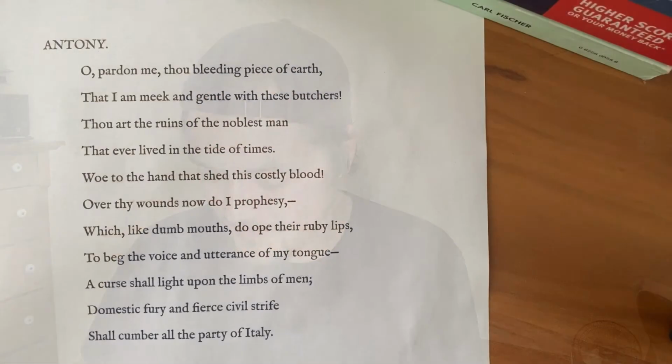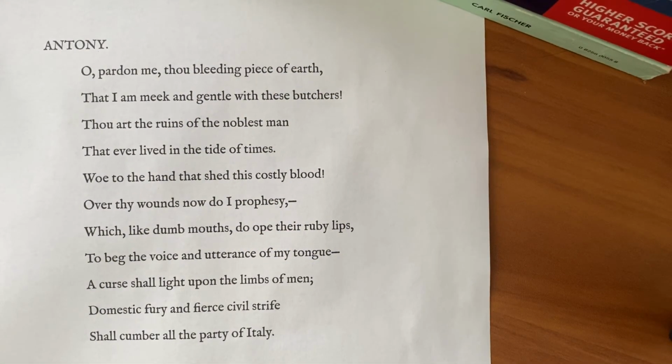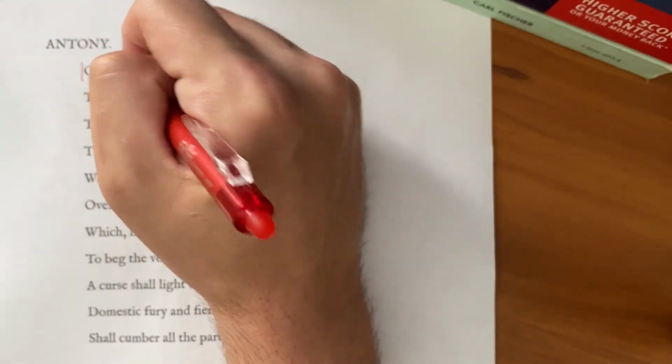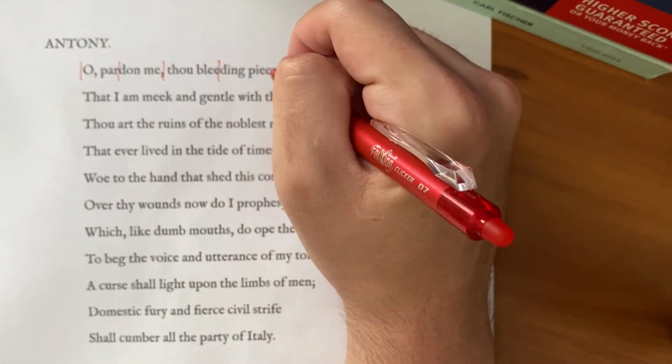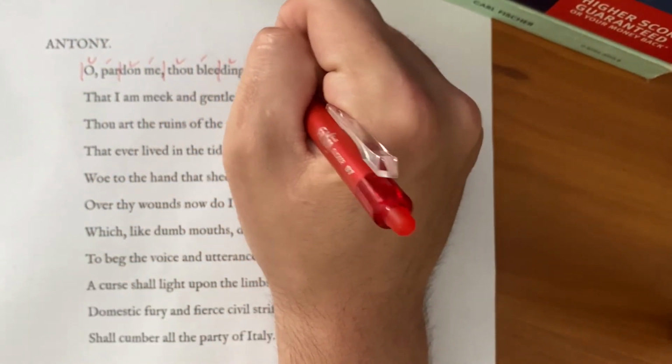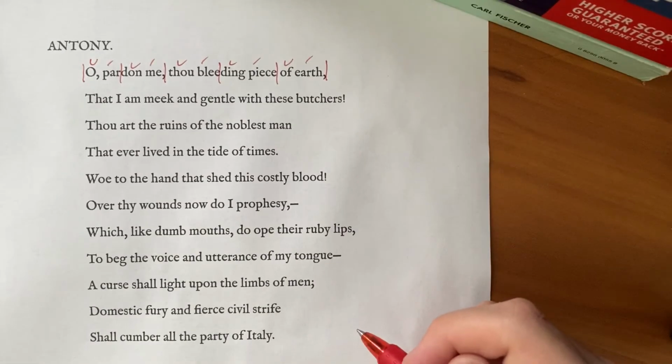Okay, here we have our short monologue that I chopped up from Julius Caesar. It's one of Mark Antony's. It's directly after he sees Caesar dead. And I'm going to do this in real time with you guys, so you can go through the process with me. So, "Oh, pardon me, thou bleeding piece of earth." That seems to be regular iambic. Oh, pardon me, thou bleeding piece of earth. Great. Off to a good start so far.